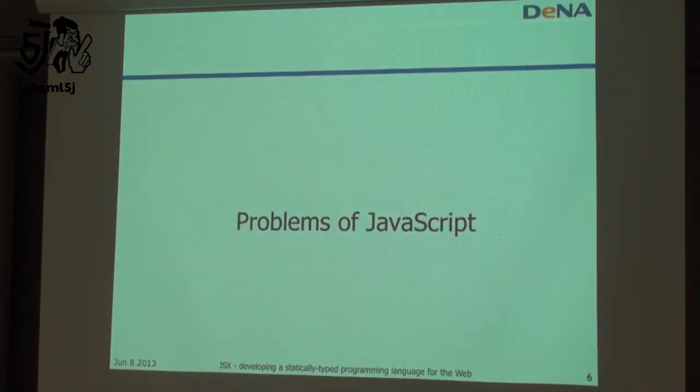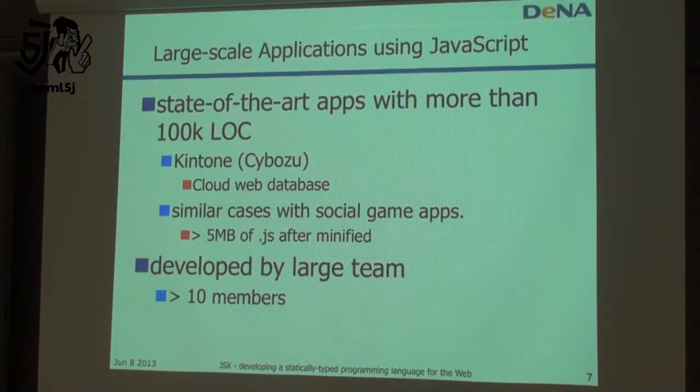To write large-scale games using JavaScript, we are facing problems. One of the problems is that the code size is becoming larger and larger. A great example of such an application is Kington, which was developed by Cybos, actually my previous company, and it contains more than 10,000 lines of code in JavaScript. Similar cases exist with social games as well. Even after the JavaScript code gets minified, it's still about 5 megabytes of code, and it's been developed by tens of developers, so it's becoming very hard to maintain.